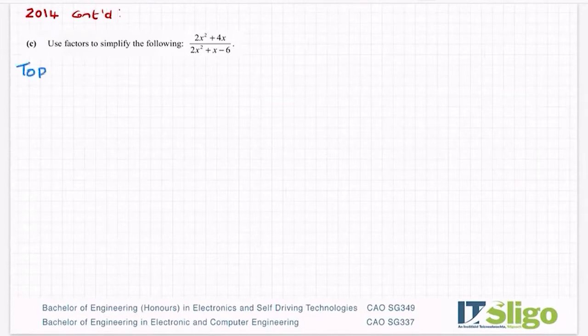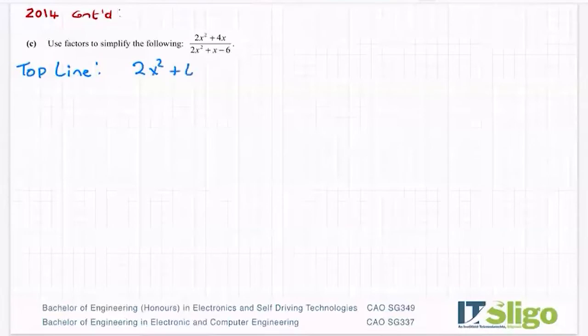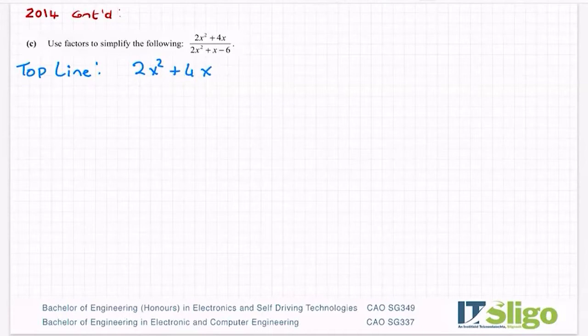So you do your top line, which is 2x squared plus 4x. Okay. And you're wondering, well, what type of factorizing is this? Well, it's not grouping because there's not four terms. It's not the difference of anything because there's no minus in the middle. It's not a quadratic because it doesn't have the three terms. So the only one left is taking out the highest common factor.